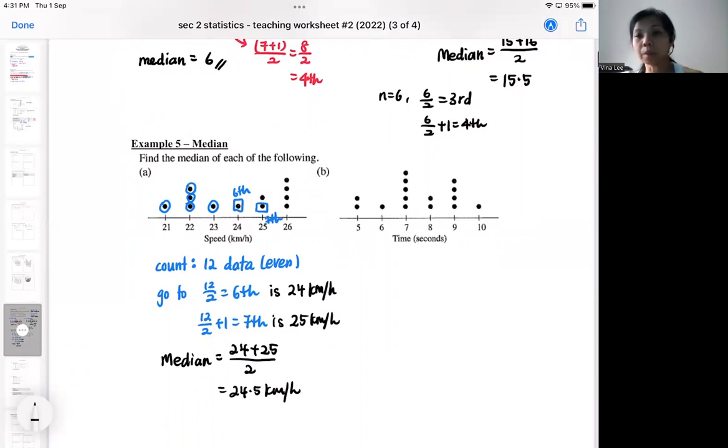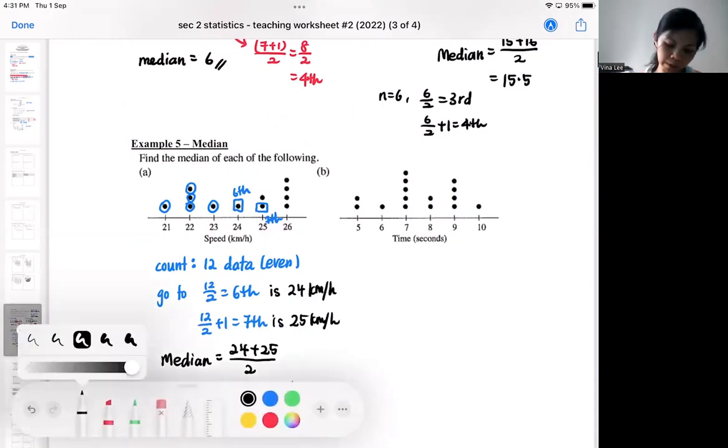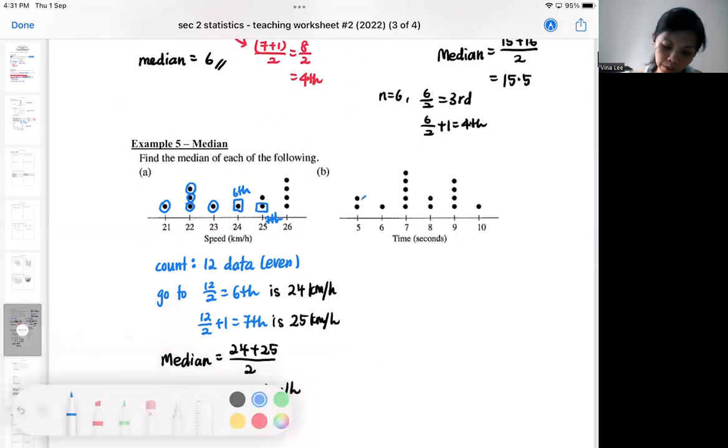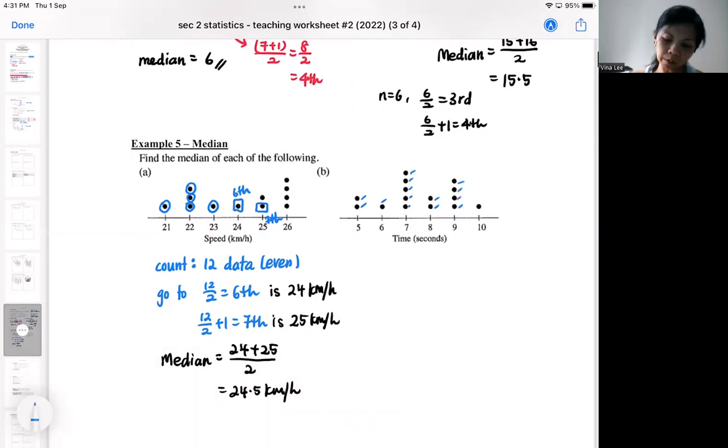Okay, so that's how you make use of the dot diagram, which is already arranged. The same thing happens on the next one. You count first: 1, 2, 3, 4, 5, 6, 7, 8, 9, 10, 11, 12, 13, 14, 15. So if I count, I got 15 data. So in this case, this is odd data.